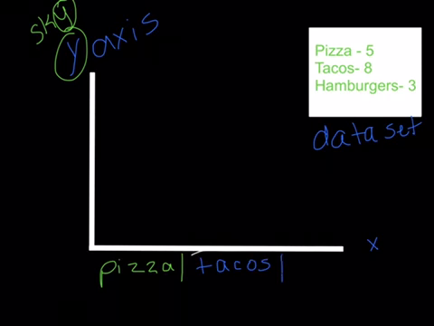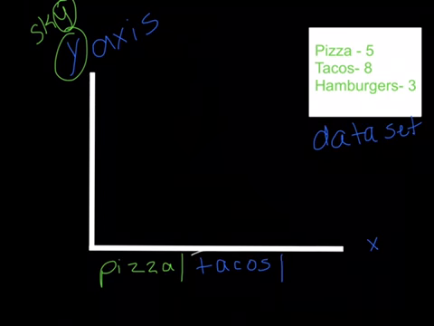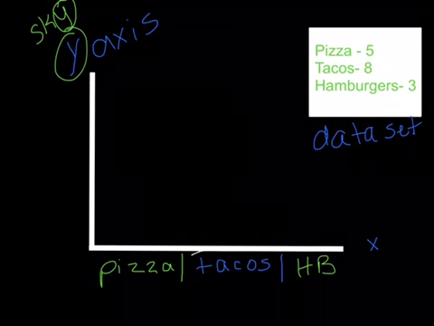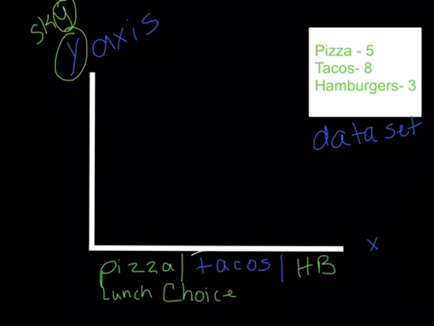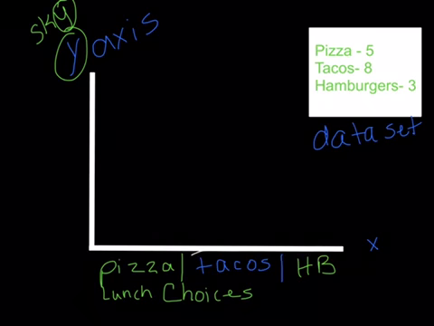I'm going to separate that with a line. And what's our final choice that students could select? Yeah, it was hamburgers. I'm kind of running out of space for hamburgers, so I'm just going to put HB for hamburgers. I'm going to abbreviate it that way. And this is our lunch choices. That's the label. That's what I'm representing on my x-axis.